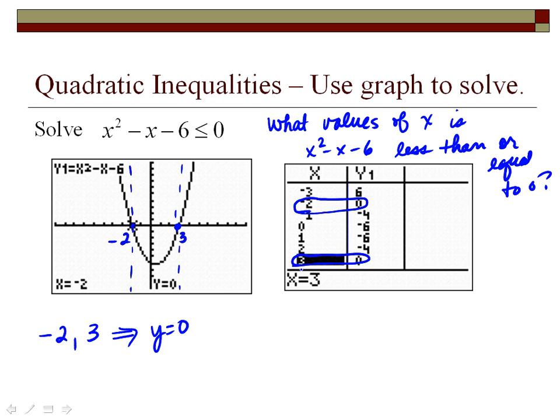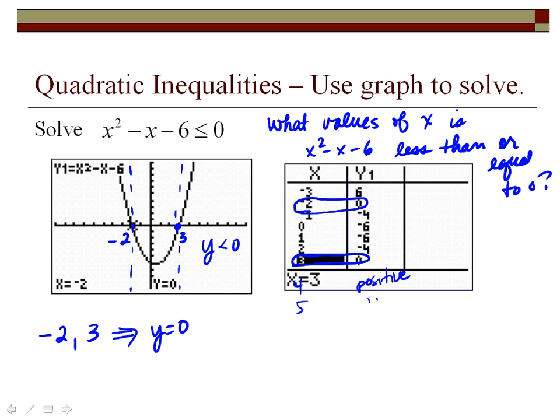Then if I extended my table and looked at 4 and 5 and so on, I would find that there would be positive values for 4, 5, and so on. So the graph actually tells me the solutions and where they lie. Because where is y less than or equal to 0?